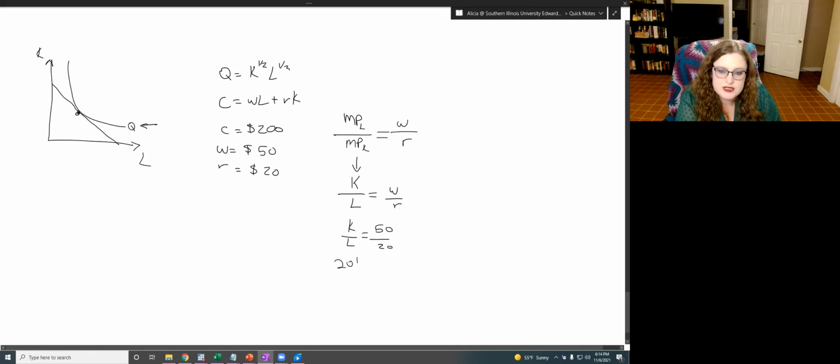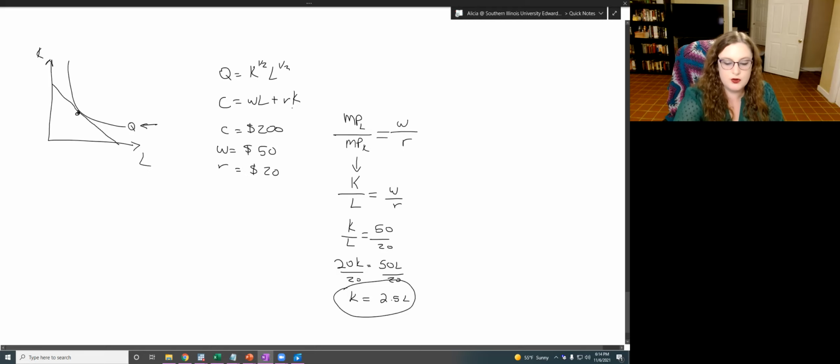So we know that 20K equals 50L. Let's go ahead and divide both sides by 20, just because we want to clean it up a little bit. And we know that K is equal to what? 2.5L. This gives us a relationship that we can start plugging into different functions, because notice we have two equations up here that use K and L, and we have this information in between, right? Okay, so what's the next thing that we're going to want to do?